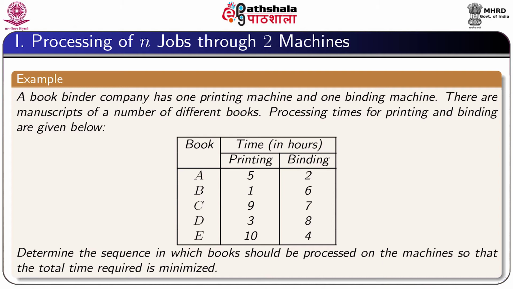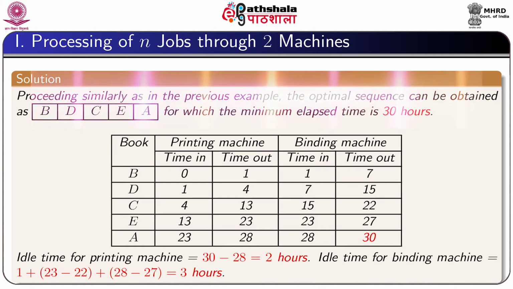Following Johnson's algorithm, we look for the minimum processing time, which is 1 hour, and it corresponds to book B on the printing machine. Therefore, B will take the first place in the sequence, and then proceeding similarly as we have explained already in the previous example, we can find the optimal sequence as B, D, C, E, A.